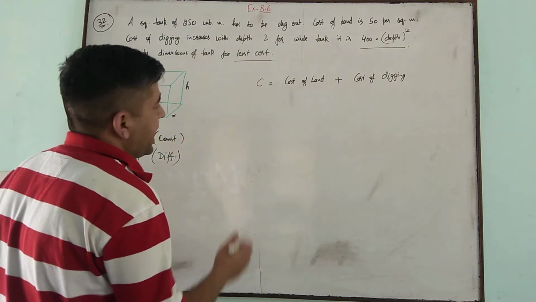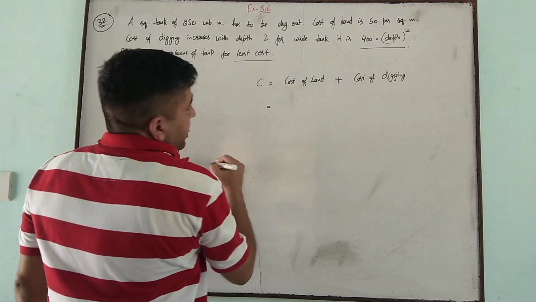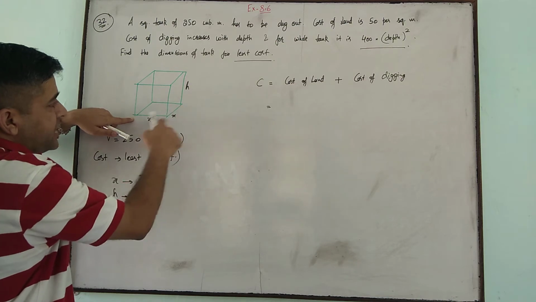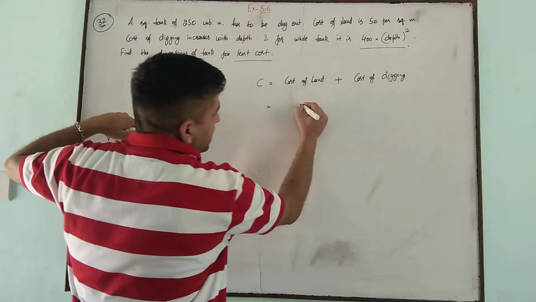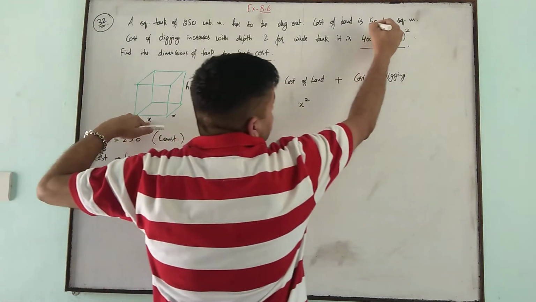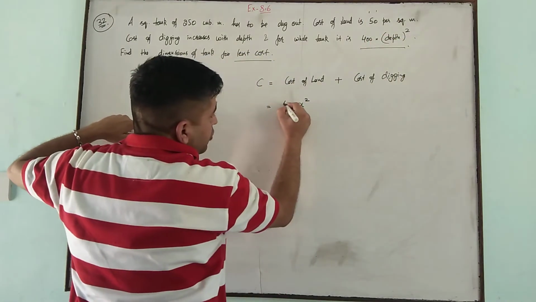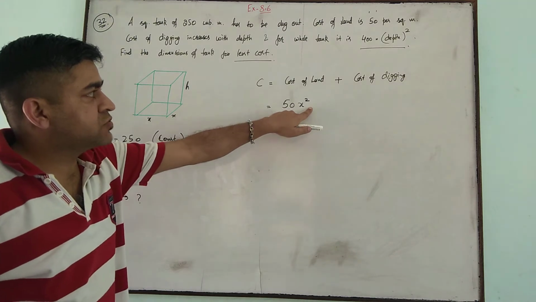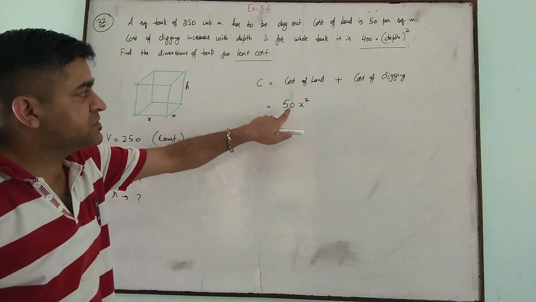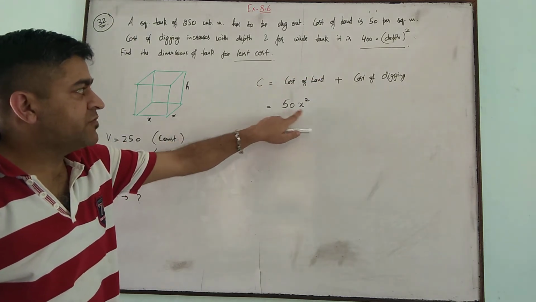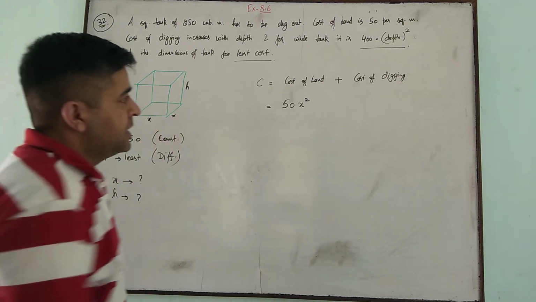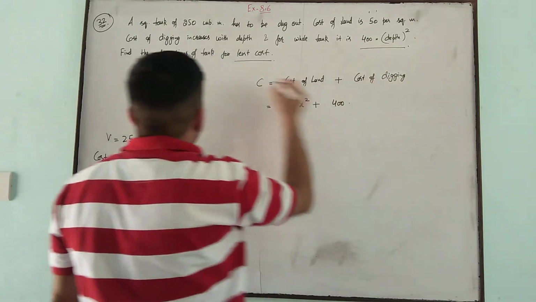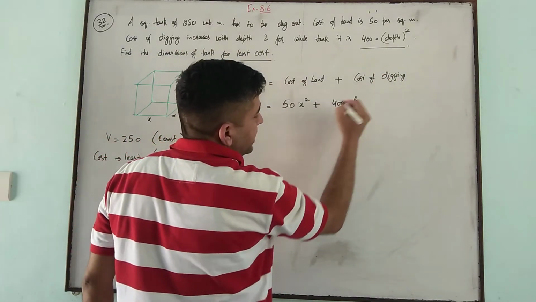Now cost of land is, land will be x into x, area is x into x, x square, and per square meter is 50, so cost of land is 50x square. For per square meter it is 50, for this much land it is 50x square, right? Plus cost of digging is 400 into depth, depth we have taken h, into depth square.